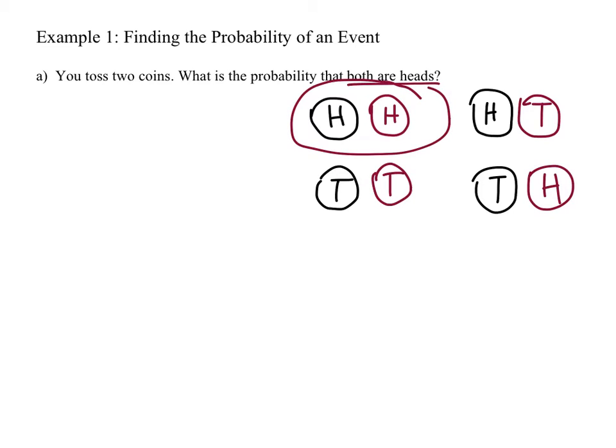So using this, I know that there's 4 possible outcomes, but only one favorable, one where both are heads. So my probability is going to equal 1 over 4, the 4 possible outcomes, which is a 25% chance. So we have 0.25 as our probability. If I was to ask the probability that one's heads and one's tails, both of these on the right would be possible outcomes, and for that one, it would be 1/2.